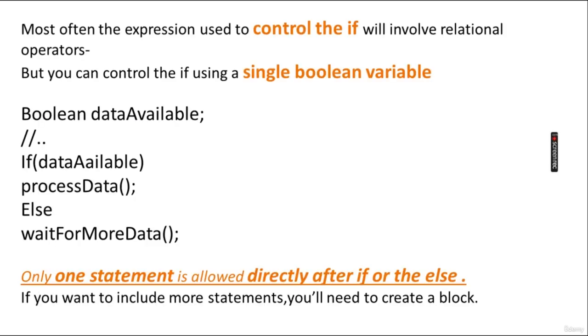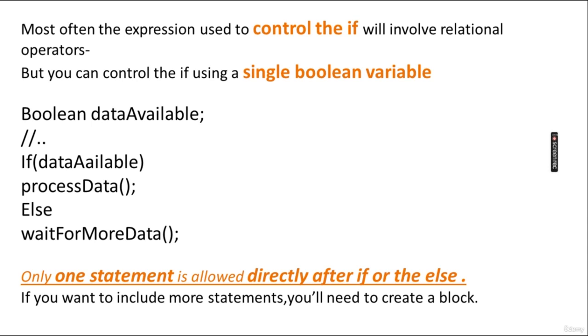Most often the expression used to control the if will involve relational operators. Relational operators we have already seen in the previous PPT, the previous video. In that I told you that there are relational operators like greater than, less than, greater than or equal to, less than or equal to, equal to, and not equal to. These types of relational operators will be used to control the if statement. This will result in a boolean value. It can be true, it can be false. So depending upon the result, the compiler will decide whether to go inside the block or not.